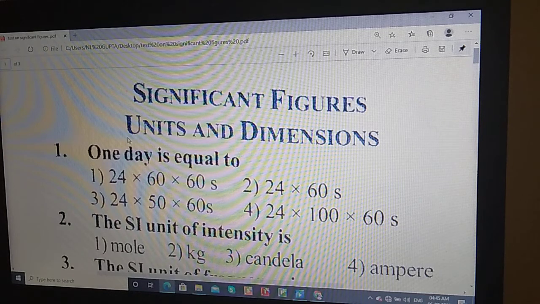So the problem is based on significant figures and unit and dimension. So dear student, the first question, let us see what is the very first question.